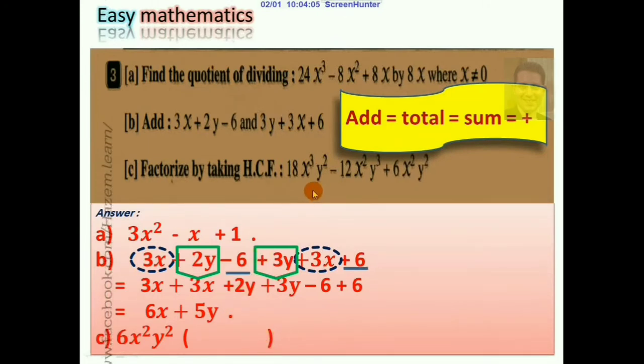Because the second step, after we find the highest common factor, we divide each algebraic term by this highest common factor and put the answer inside these brackets. First one, 18x^3y^2 divided by 6x^2y^2 will be equal, yes, 3x. Second one, negative 12x^2y^3 divided by 6x^2y^2 equals negative 2y. Finally, positive 6x^2y^2 divided by 6x^2y^2 equals positive 1.